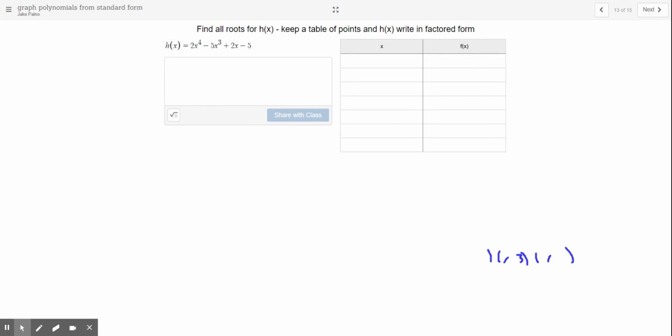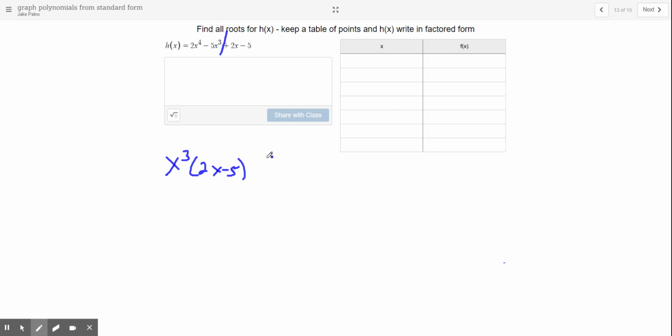Now if I need to, I'm going to do this one a little bit differently. I'm going to just go ahead and not use the rational root theorem. I'm going to use factor by grouping. So on this first one, I'm going to take out an x cubed. I just draw that line, cut it in half, right? So I'm going to get x cubed. That is going to leave me with 2x minus 5.